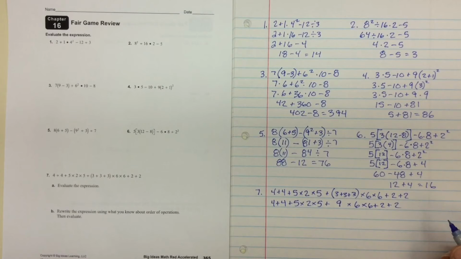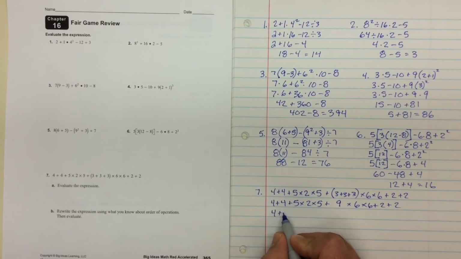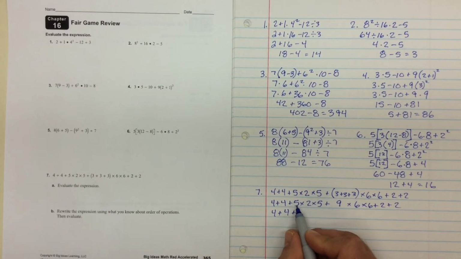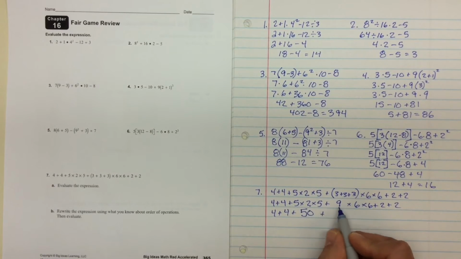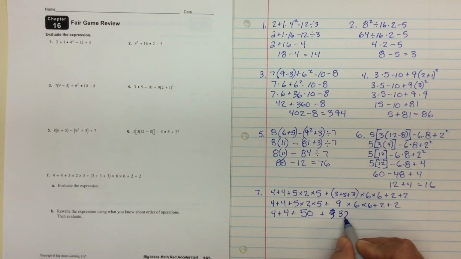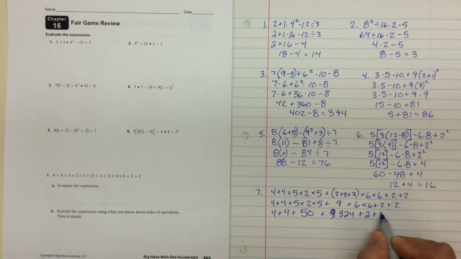Hardest thing about this problem is not dropping anything as we go along. Multiply and divide from left to right. 4 plus 5 times 2 is 10, times 5 is 50, plus 9 times 6. 9 times 6 is 54, and 54 times 6 is 324, plus 2 plus 2.